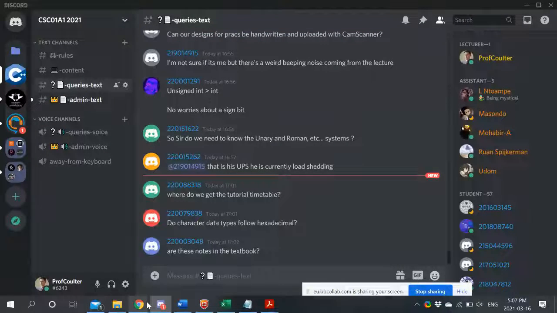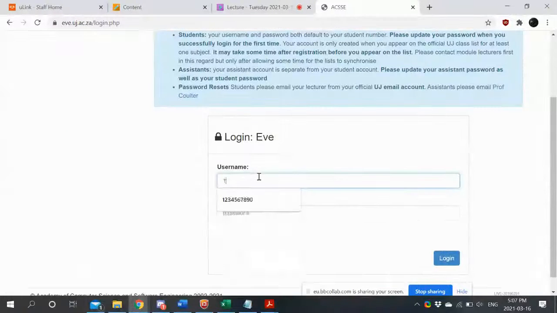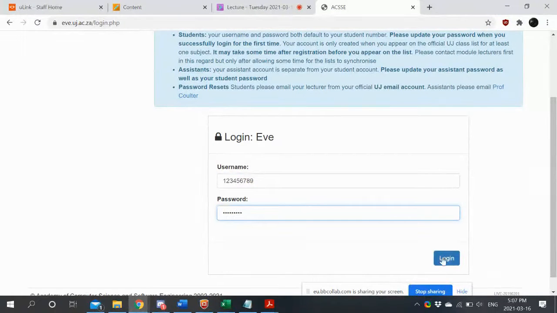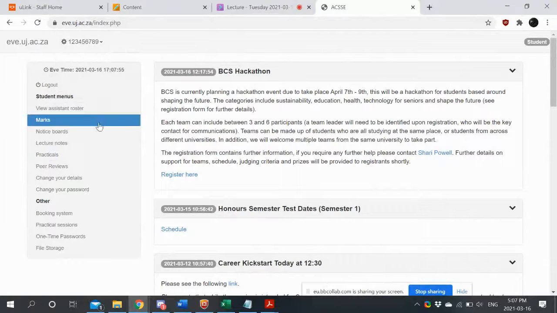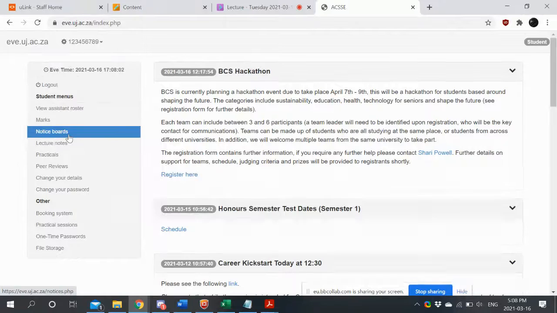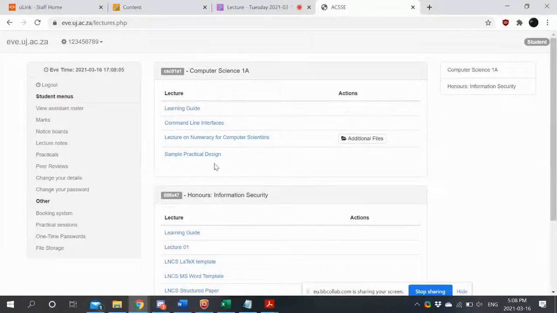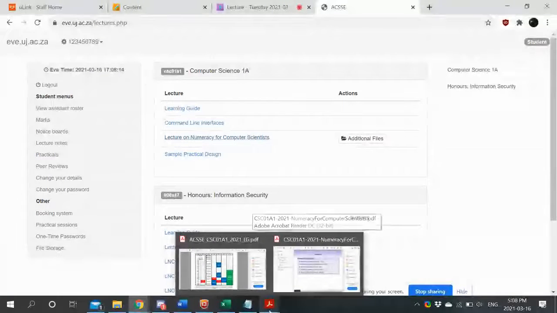Are these notes in the textbook? No, but they're on Eve. So you should be accessing Eve to retrieve your lecture slides. Just as a reminder, this is the course management system that we use. You log in initially with your student number, username and password. Obviously, as a real user, please change your password, but don't forget it. Then you can see your lectures themselves. Under Computer Science 1, you can see there's the lecture notes on numeracy, and there you have them. Plus this lecture slide will be uploaded to Eve as well.